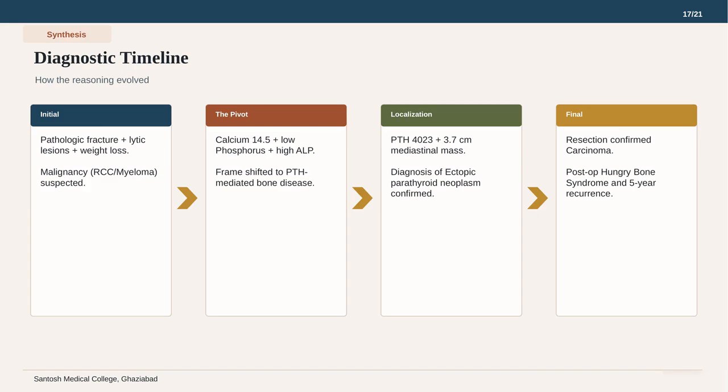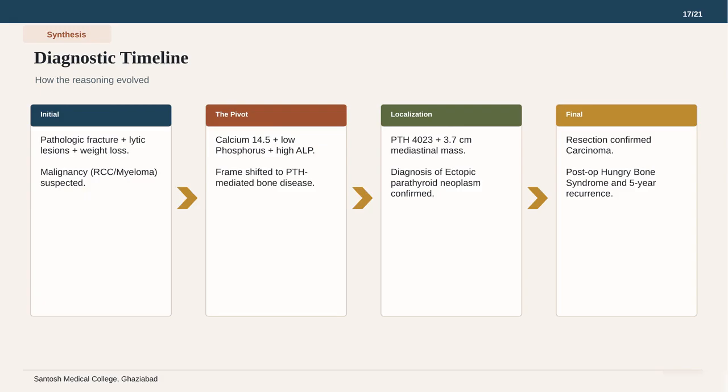This diagnostic timeline beautifully summarizes how our reasoning evolved throughout this complex case. We started with an initial presentation of a pathologic fracture, lytic lesions, and weight loss, which naturally led to a high suspicion of malignancy like renal cell carcinoma or myeloma. The first major pivot occurred when the laboratory results showed a calcium of 14.5 with low phosphorus and high alkaline phosphatase, shifting our frame to parathyroid hormone mediated bone disease.